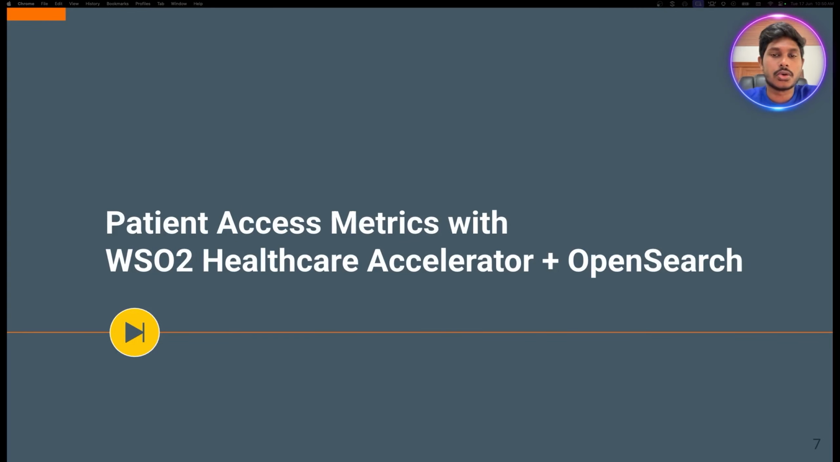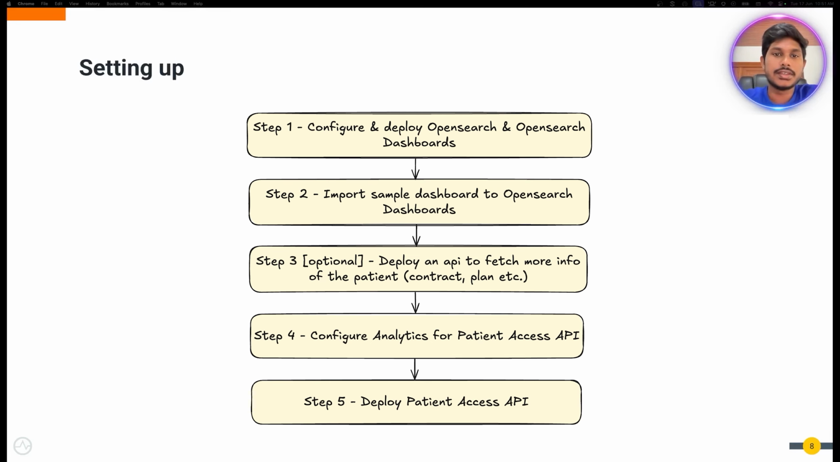This walkthrough outlines the process of retrieving patient access metrics by leveraging the capabilities of the WSO2 Accelerator in combination with OpenSearch. Here is a quick guide on setting up analytics for patient access API metrics. Check out the video description for the WSO2 Healthcare Accelerator open source repos where you can find all the sample config files, readmes, and other useful resources.